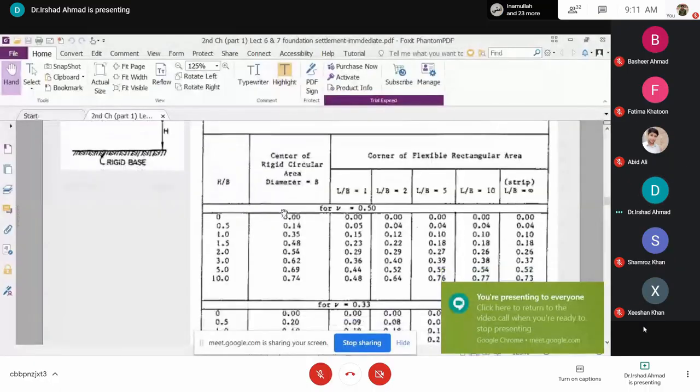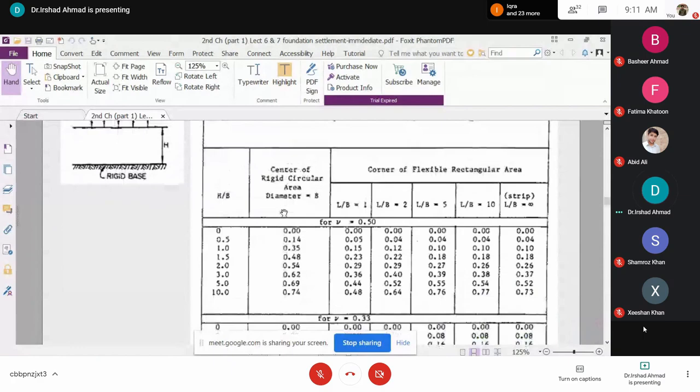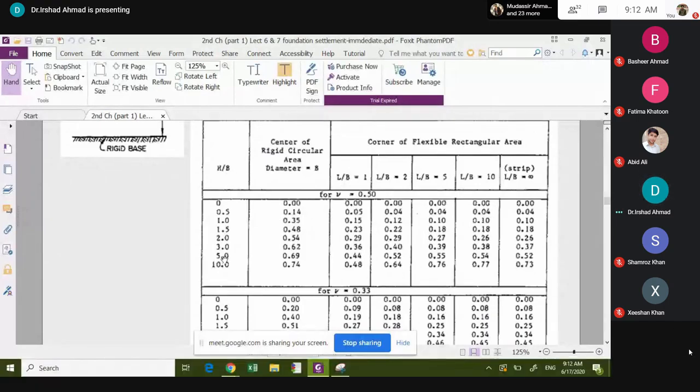Use this table to find out your I value. It depends on, look, H by B prime, you find H by B prime, and L prime by B prime. If you have these two values, right, you can read from this table. For example, if your L prime by B prime is 2, and H by B prime is also 2, so H by B prime is 2, and come here. So your value of I is 0.29.